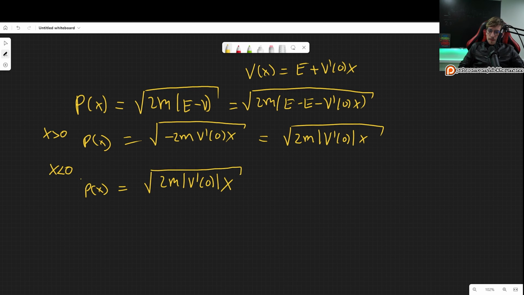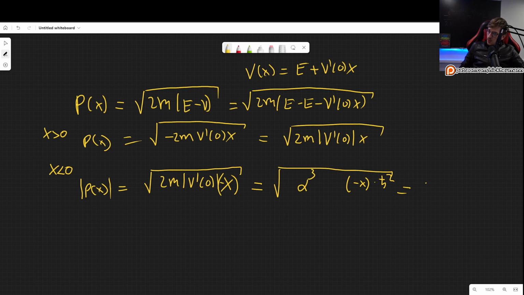So if we want to be able to use this, we need to use the absolute value of the momentum, which will give us a minus in there. So this will be square root of 2m absolute value of v prime of 0, and then times minus x. And again, just as in the previous video, we can multiply and divide by h bar squared with the objective of turning this first part right there into alpha cubed.